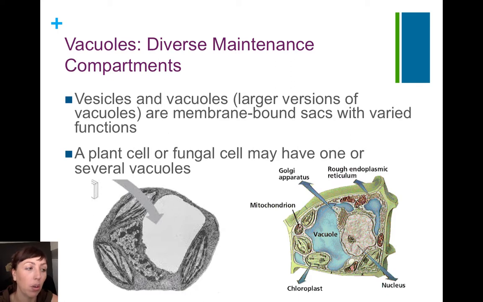A central vacuole also maintains a neutral pH in the cell by pumping hydrogen atoms, or protons, from the cytoplasm into the vacuole. So what happens if you pump a lot of protons into the vacuole? It makes the plant cell more acidic, right? Which is also similar to a lysosome.